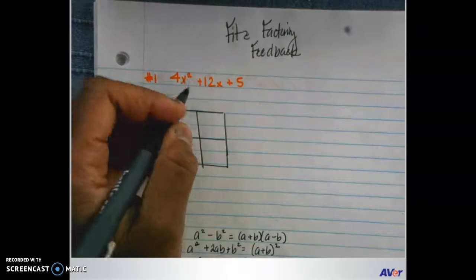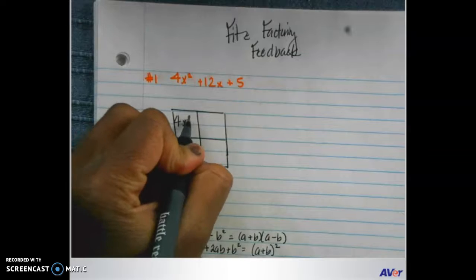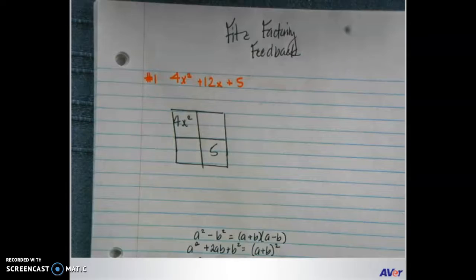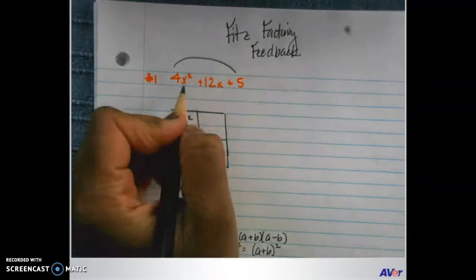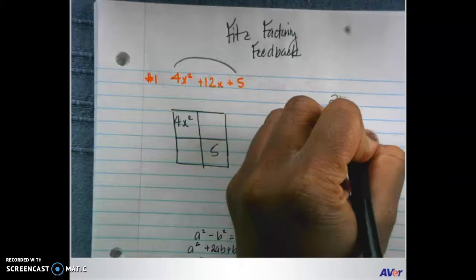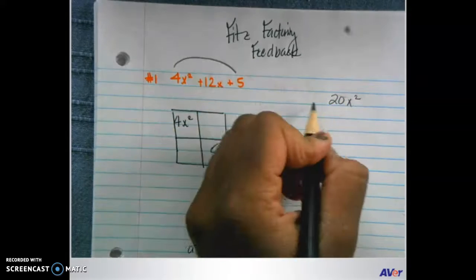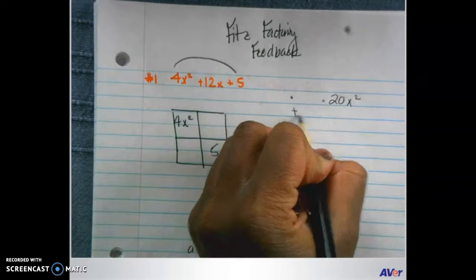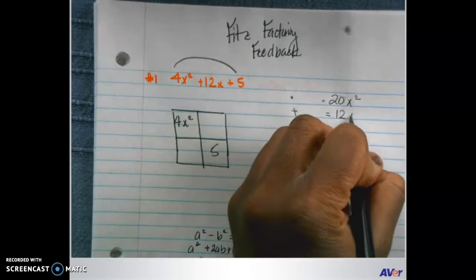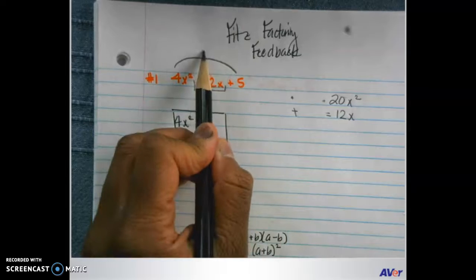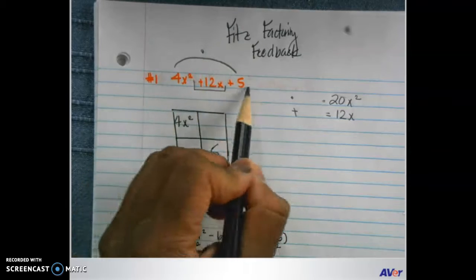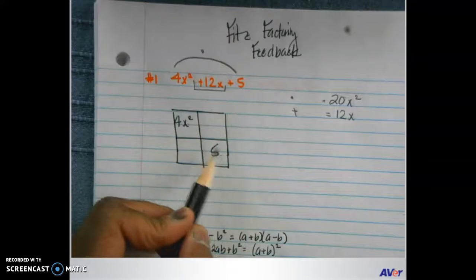Next, I'm going to go ahead and put the first term in the first box and the last term in the last box. Then I'm looking for two numbers that will multiply to give me this product. So multiply to give me 4 times 5 is 20x squared. And I want them to add to give me that middle term, which is 12x. Always add to be whatever the middle term is, and always multiply to give me whatever this product is. It's also when you multiply the first and last terms.